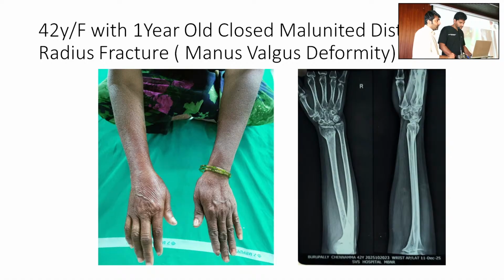What are the causes of ulnar side pain? Ulnar sided pain, what are the causes? The TFCC impingement. No, no, sir. It's a 1-year-old. When you have only pain on the ulnar side, that's all. There are many conditions. Complex regional pain.